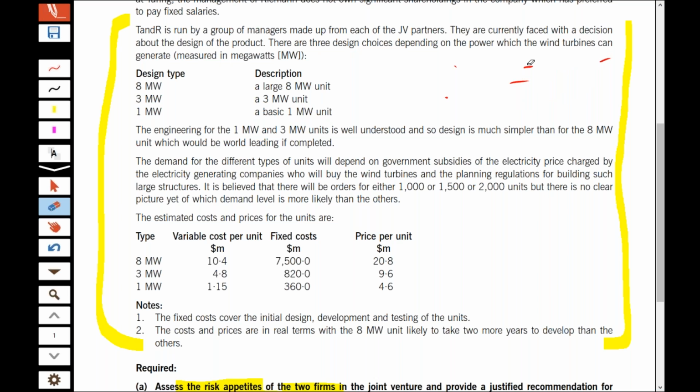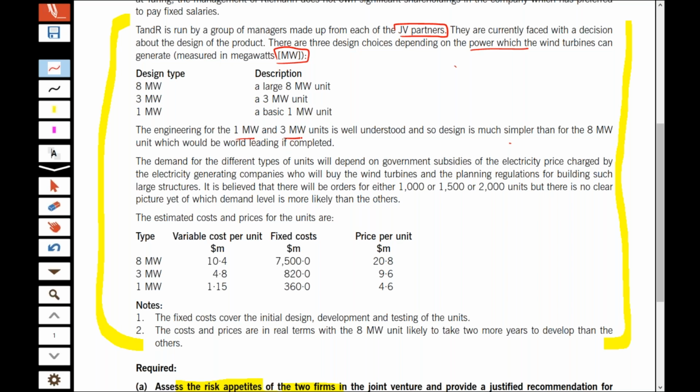I have actually read through your answer. Just wait, just give me some time. I'm going to start discussing. It says T&R is run by a group of managers made up from each of the JV partners. They are currently faced with a decision about the design of the product. There are three design choices depending on the power which the wind turbines can generate, measured in megawatts. There is a design type, there is a description. Design type with an 8 megawatt, design type with a 3 megawatt and 1 megawatt.